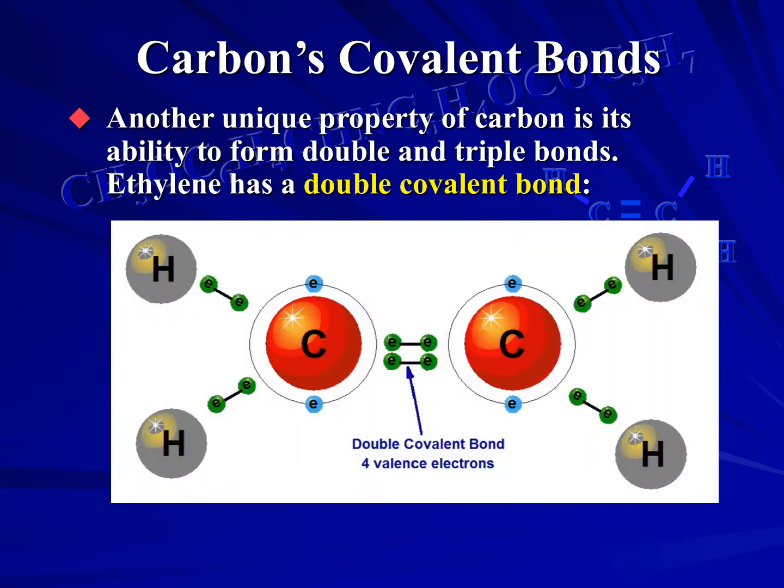Another unique property of carbon is its ability to form double and triple bonds. Ethylene is a gas that has a double covalent bond between the 2 carbon atoms as shown in the diagram. Ethylene is sometimes used to stimulate the ripening of fruit. However, its main application is to form a large molecule called polyethylene, which is used to make plastic bottles.